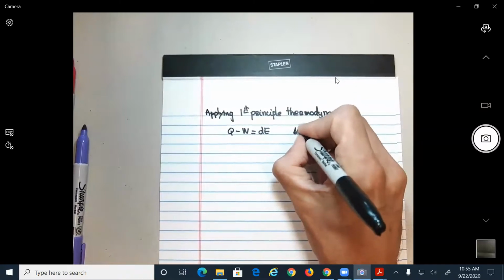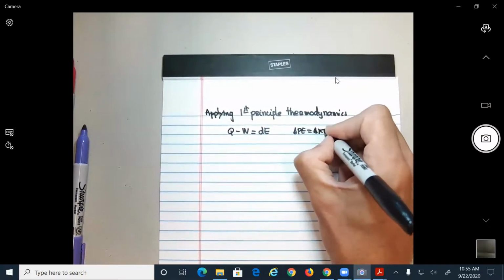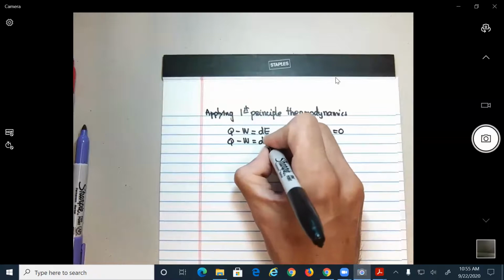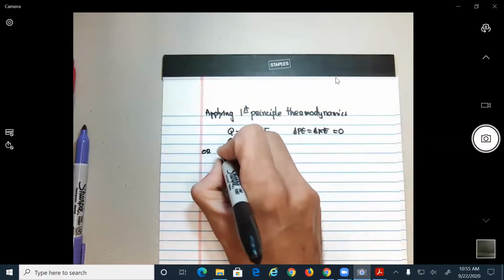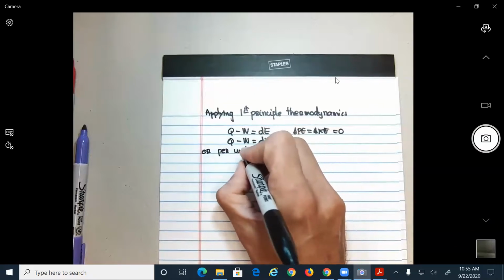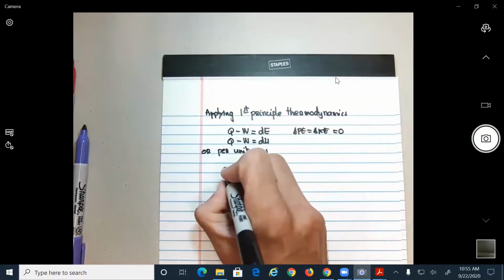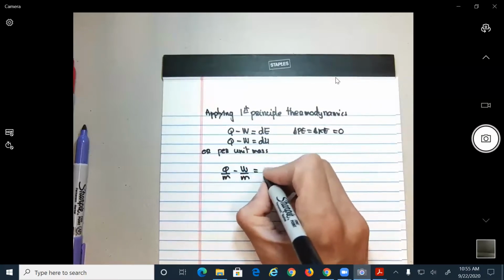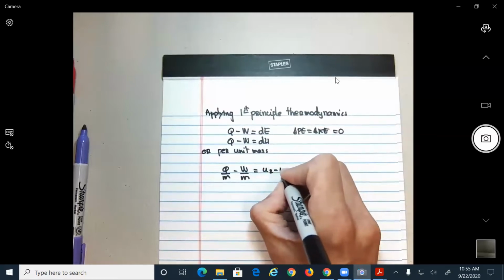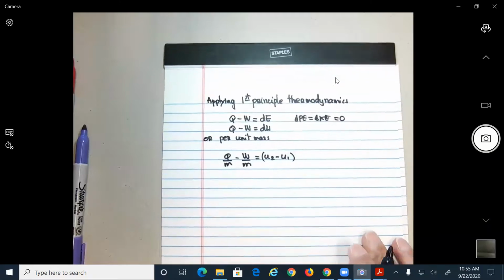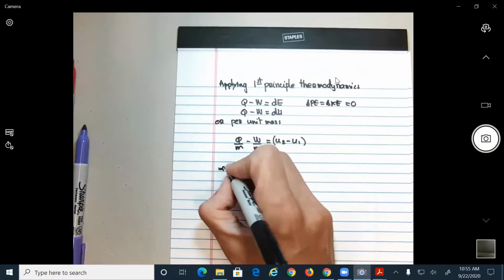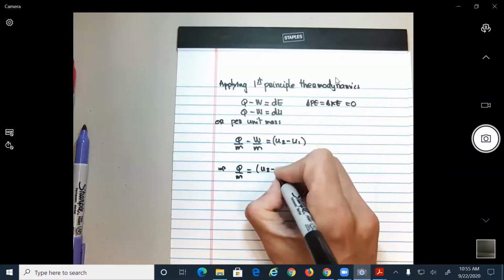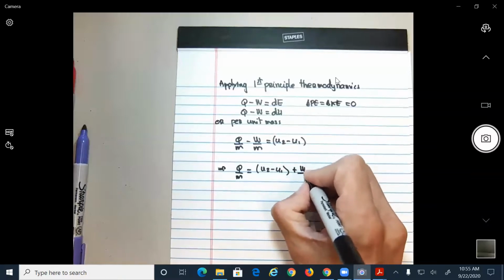If we neglect kinetic and potential energy, we get Q minus work equal to dU, or per unit mass, Q over M minus work over M equal to lowercase u, lowercase 1. So the same problem as before, so this will give you that Q over M equal to U2 minus U1 plus work over M.